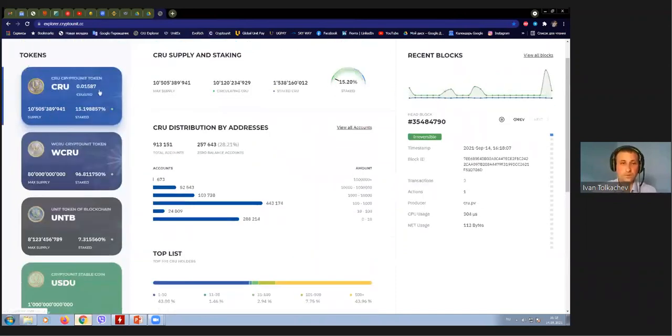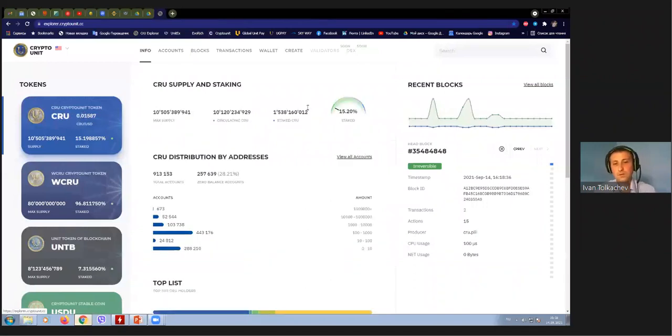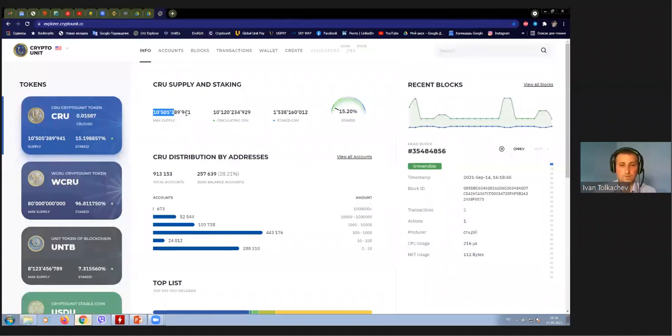And now let's have a look at the tokens. Which information can we find here? The first one is CRU. And here we will see the current price at UNitEx exchange. Then there is the figure of the issuance, the maximum issuance of this token, and the percentage of them staked. When we go here, the information is more detailed.